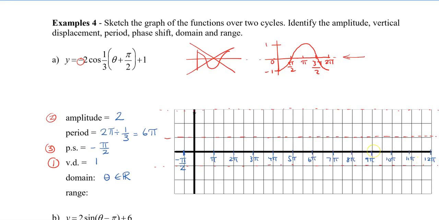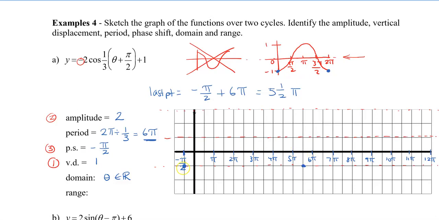So I've labeled all the values on the theta axis, and I'm going to plot my first point, negative pi over 2. And notice that first point is down on the bottom here. So I'm going to plot that point right here. Now, because of the phase shift, my first point is at negative pi over 2. So what's going to happen is that my last point is going to be 6 pi away. So I'm going to add 6 pi to my first point, and that gives me 5.5 pi. So therefore, I'm going to graph my very last point here at 5.5. So 5.5 pi is, here's 5, so here's 5.5.